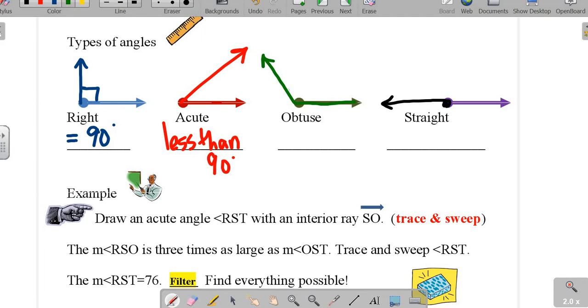Obtuse. Obtuse means it's big. That's why I'm pronouncing it like it's a big word. Obtuse is more than 90 degrees. And a straight angle is literally what it sounds like. It's straight, which to most of you looks like a line. And guess what? It is. But we also call it a 180 degree angle. So a straight equals 180 degrees.